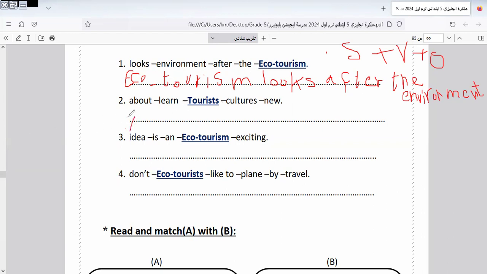The answer here is about learn tourists culture new. So the answer will be tourists. Tourists learn. Why don't we put S here? Because tourists is plural, so we can't put S here. So tourists learn about new culture.